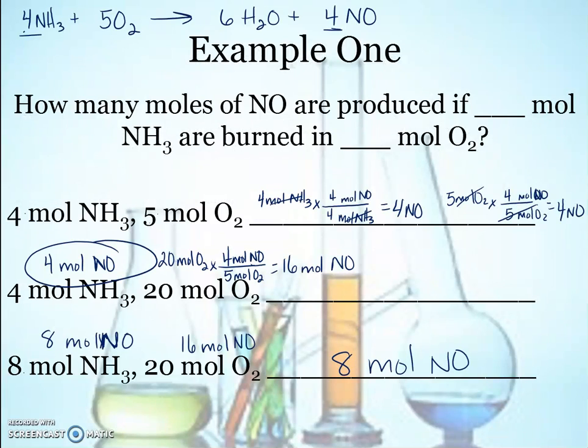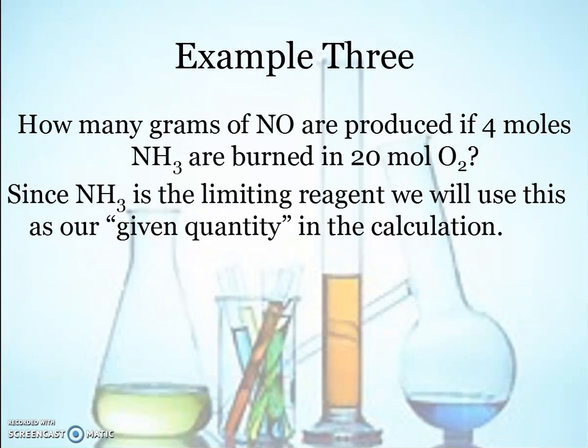I think I skipped an example, did I? Yes, it's gone. Okay, so the question here is how many grams of NO are produced if 4 moles of NH3 are burned and 20 moles of O2?